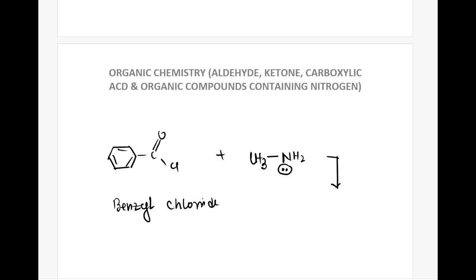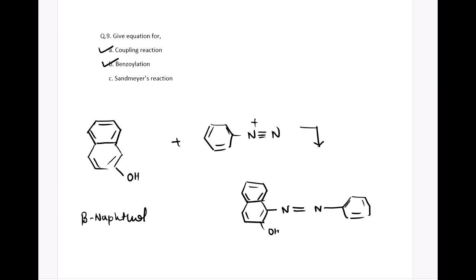This will be the nucleophile, and through benzoylation it will form the NH through the nitrogen. That ketone group will get attached. So this reaction is called benzoylation. For benzoylation we need the benzoyl chloride. Okay. Next we have to give the equation for Sandmeyer's reaction.